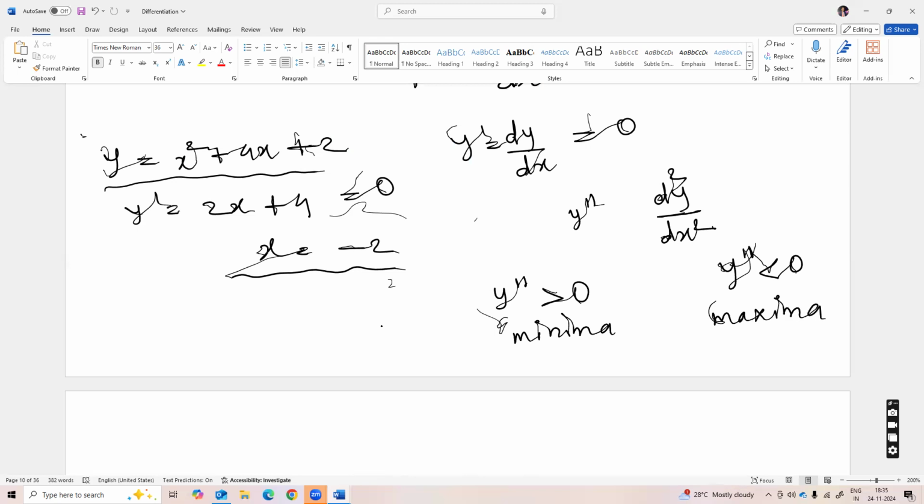In this case, we got the point of minima or maxima as x equal to minus 2. So let's find its double derivative. The double derivative of y, that is of 2x plus 4, is basically 2. Since 2 is a positive number, this x equal to minus 2 is showing us basically a minima.